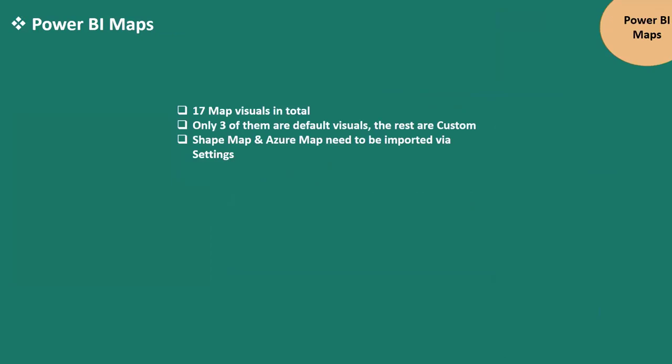So within Power BI, we now have 17 map visuals in total. Three of them are the default visuals. We can see them in the overview. And the rest are custom. And also, just to point out, shape map and a few others were previously in preview.